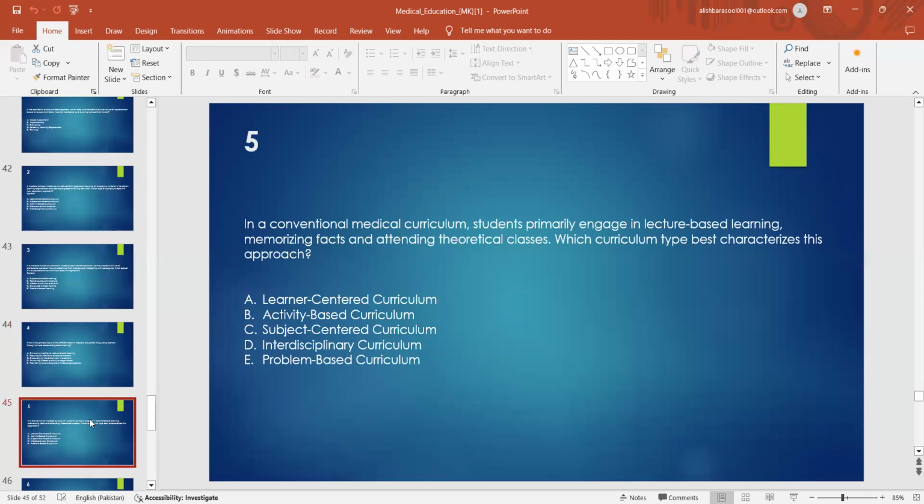In a conventional medical curriculum, students primarily engage in lecture-based learning, memorizing facts and attending the theoretical classes. What curriculum type best characterizes this approach? A, learner-centered, B, activity-based, C, subject-centered, D, interdisciplinary, or E, problem-based? C.